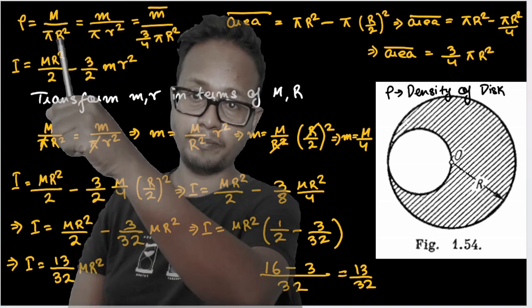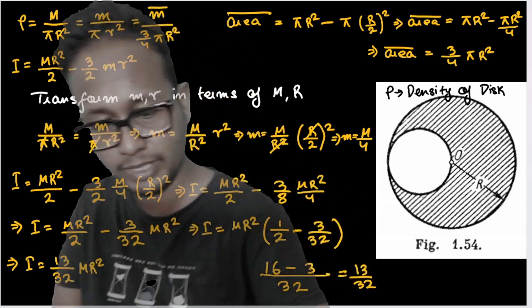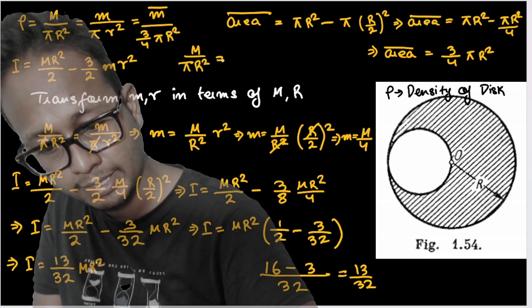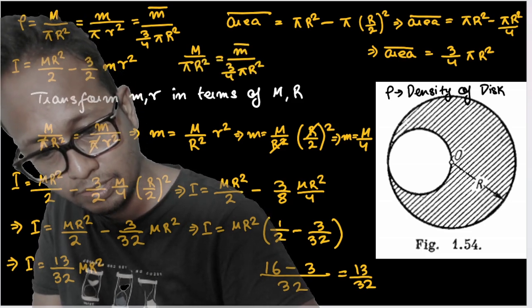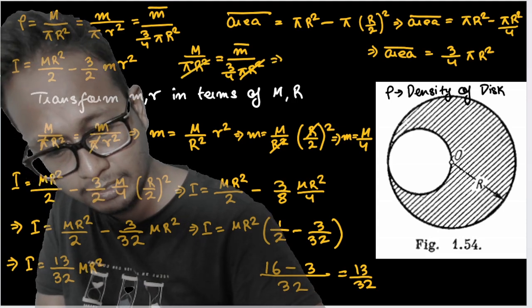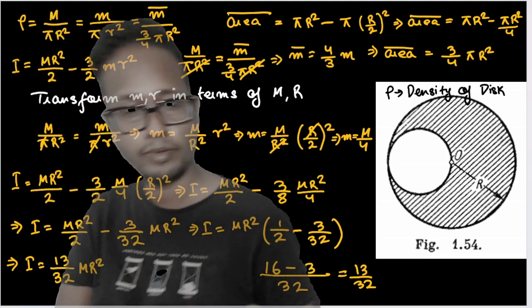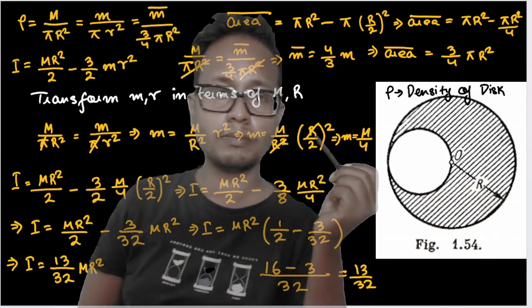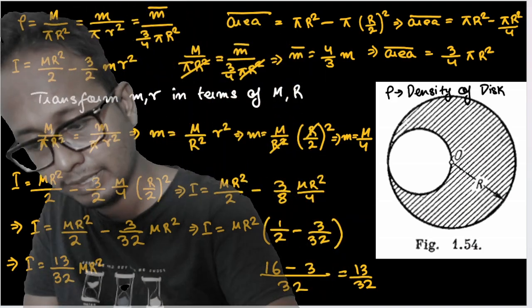Now if I take the first term, m divided by pi r square, and the last term, m dash divided by 3 by 4 pi r square, I can write m divided by pi r square is equal to m dash divided by 3 by 4 pi r square. Pi r square and pi r square will get cancelled, or m dash is nothing but 4 by 3 m. Or mass of the shaded part is nothing but 4 by 3 part of the, wait a minute, 3 by 4, not 4 by 3.